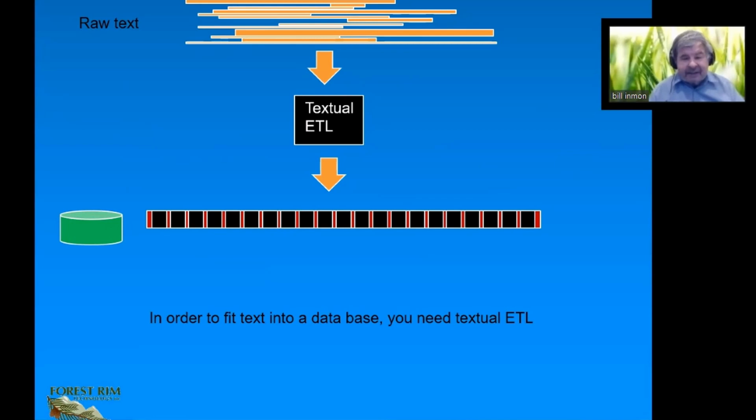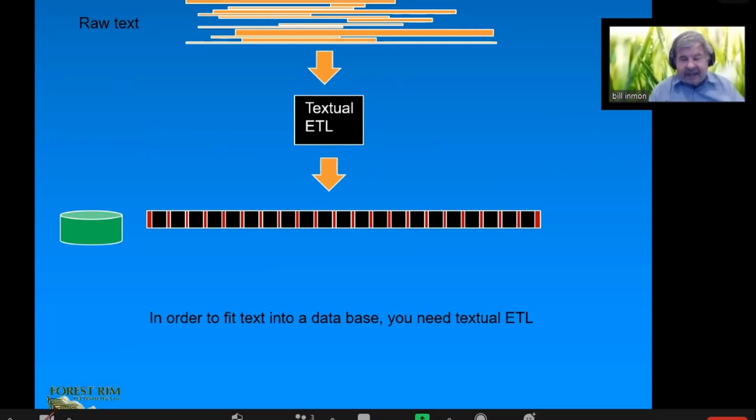But what does textual ETL do? Well, textual ETL does essentially two things. It reads your raw text and then puts it into a database. That's the first thing that it does. The second thing that it does is it takes your raw text and finds what's called context, so that when you're dealing with text, in order to make sense of text, you have the need to look at the context of text as well.